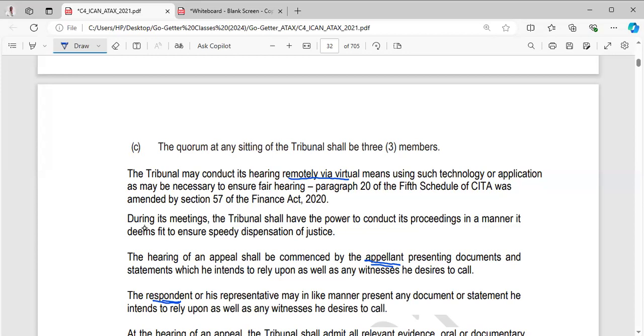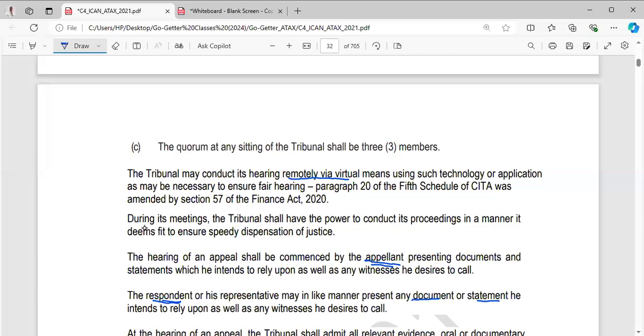So the respondent, it could be the tax authority, or they could change places. The tax authority might be the one dragging, and the taxpayer will be the one responding. So the respondent or his representative, who may be a lawyer, accountant, or anybody, may in like manner present any document or statement and may call his own witnesses to counter what the appellant had said.